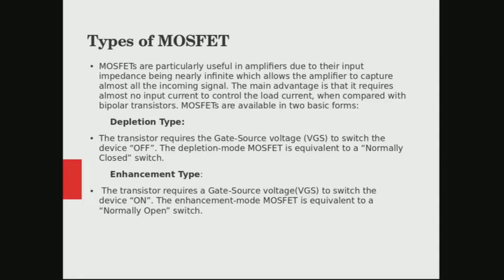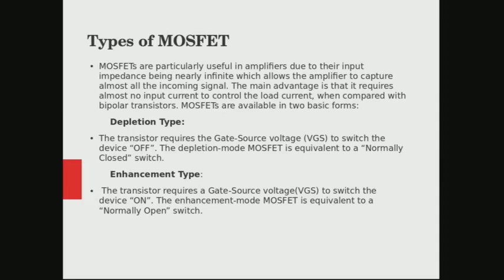MOSFETs are particularly useful in amplifiers because their input impedance is nearly infinite, and it allows the amplifier to capture almost all of the incoming signal. The main advantage is that it requires almost no input current to control the load current when compared to the bipolar transistor. MOSFETs are actually available in two forms: depletion type and enhancement type.